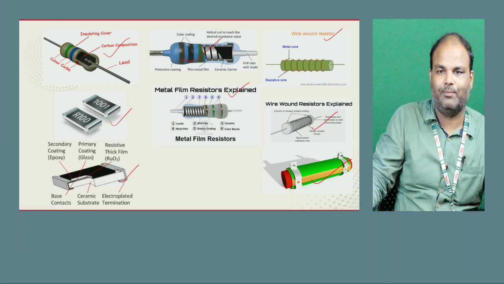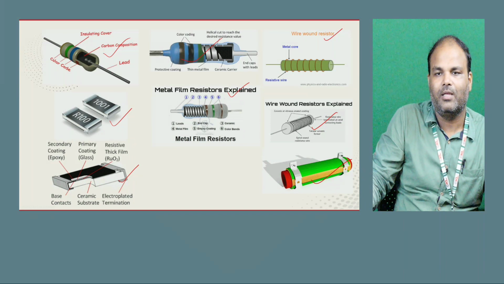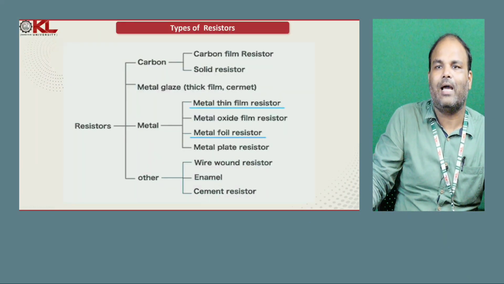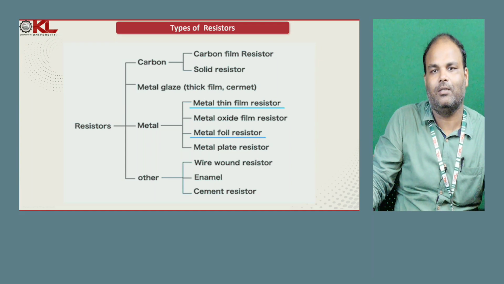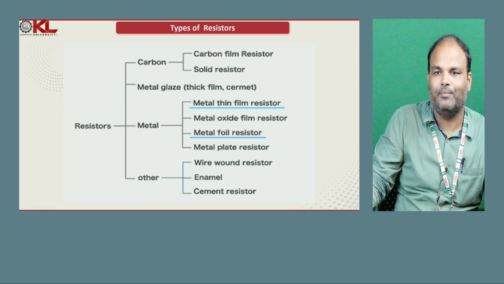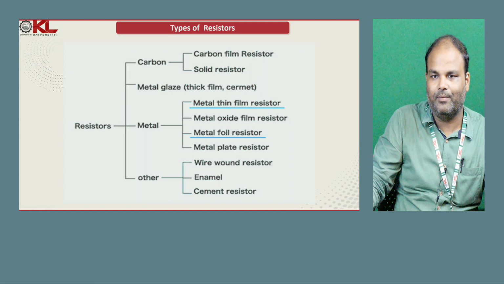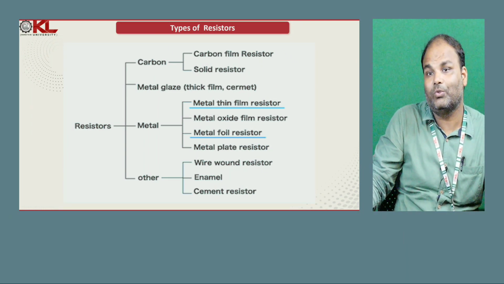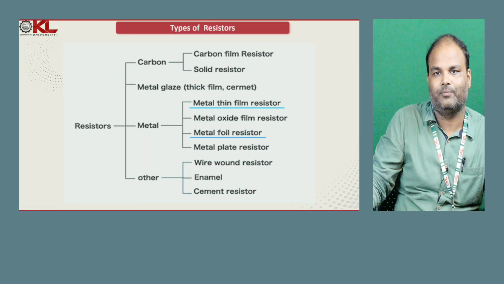I have given some examples of what you already covered in your first year basic electronics. Now I have written here carbon film resistor, solid resistor, metal thin film resistor, metal oxide film resistor, metal foil resistor, metal plate resistor, then others are cement resistor and wire wound resistor. So these are the types of resistor available in the market. From that, only four we can use for the high frequency application.